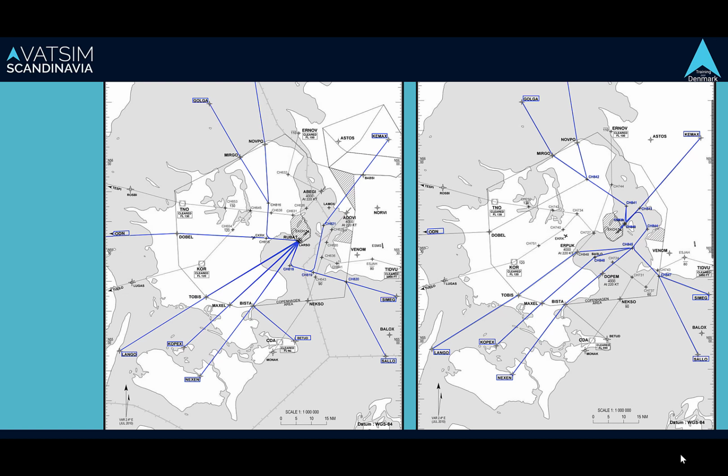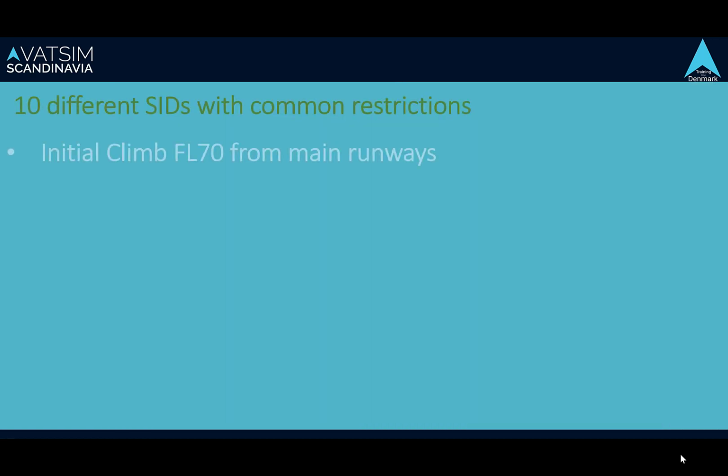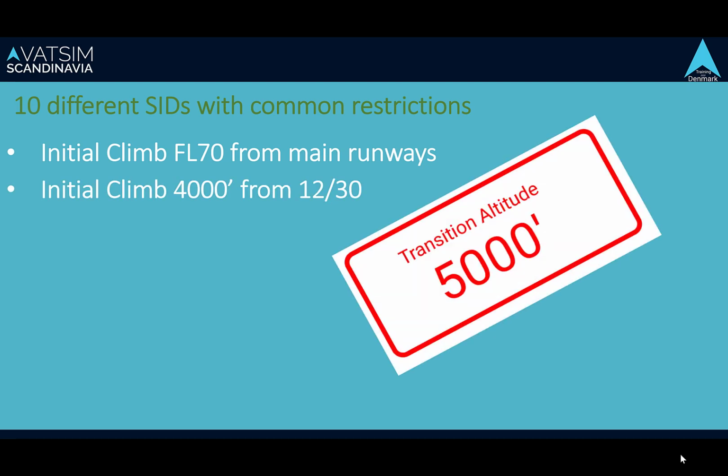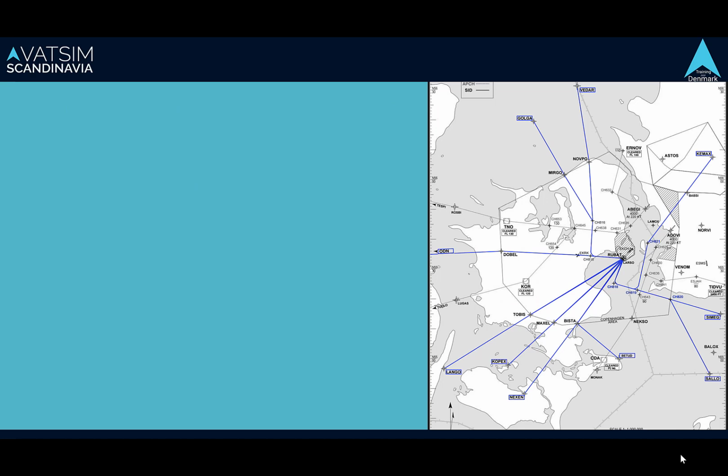They all have a few common restrictions though, such as initial climb to flight level 70 from all the runways, 4000 if they go from 1230. Remember, transition altitude is 5000 by the way. Speed is 250 below flight level 70 and so on. Starting from the bottom, you also need to know restrictions for each of the SIDs.